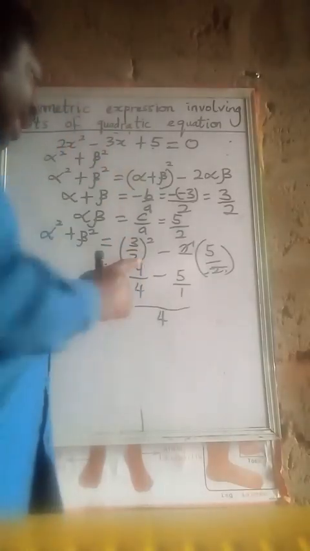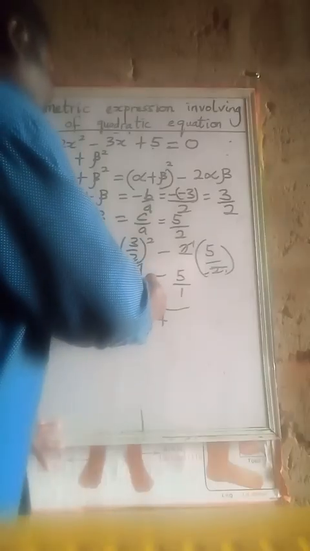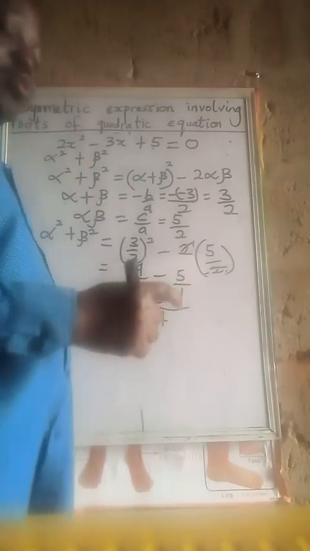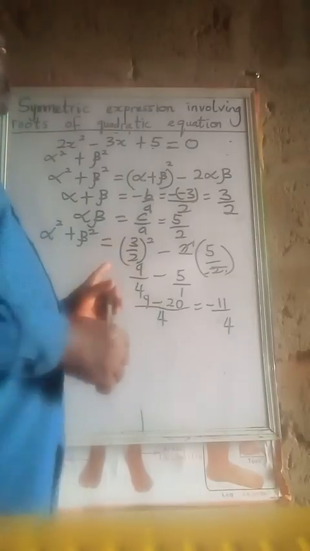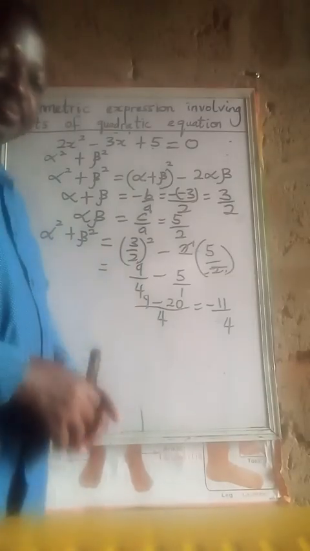Then we can find the LCM of 4 and 1, and that is 4. 4 divided by 4 will give us 1. Then 1 times 9, that is 9. Then minus 4 divided by 1, that will give us 4. 4 times 5, that is 20. So 9 minus 20, that is minus 11 all over 4. And that is the value of alpha square plus beta square.